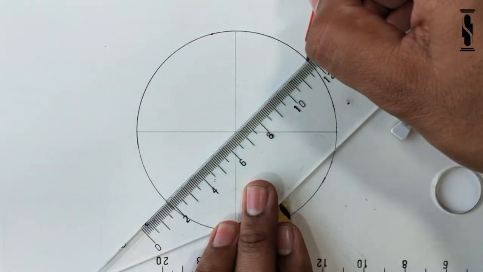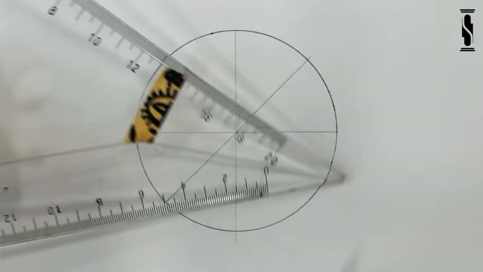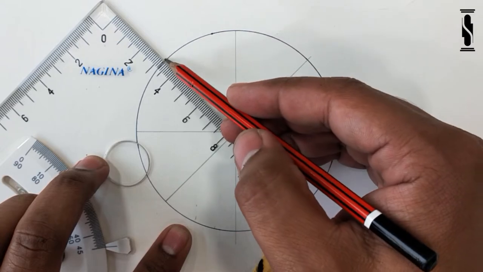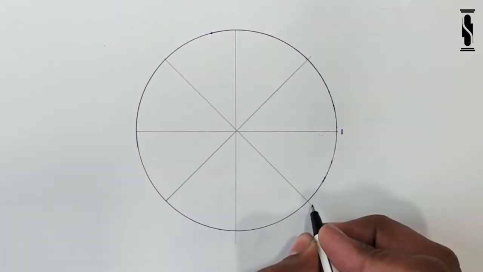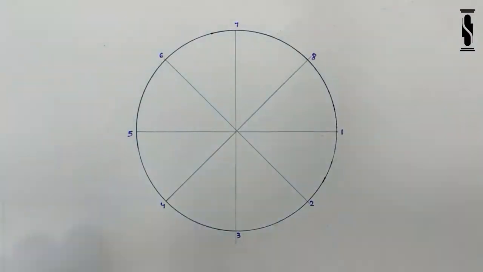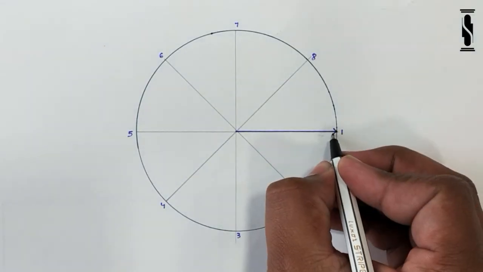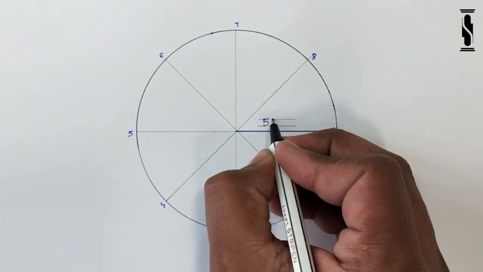To divide the circle into 8 equal parts, draw two more diameters at 45 degrees in two different directions. Mark all the points as 1, 2, 3, 4, 5, 6, 7, and 8.